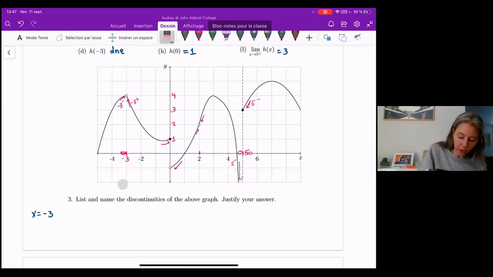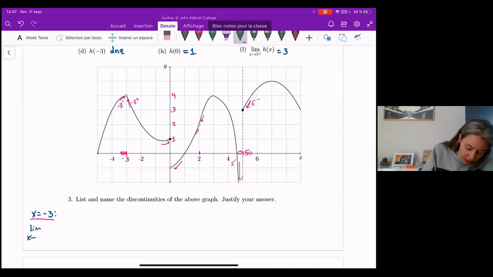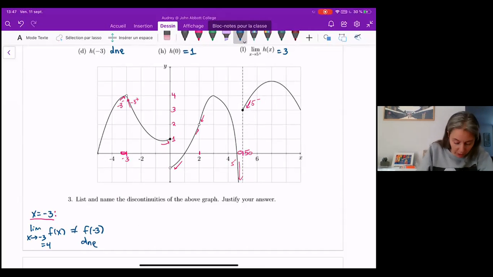So remember, discontinuities, we always list them with their x values. Now I want to name this discontinuity, and I need to justify why I've named it that. So if I look here, I can see that the limit as x approaches -3 of f of x, which we said was equal to 4, does not equal f of -3, which does not exist. So in this case, we have a removable discontinuity.